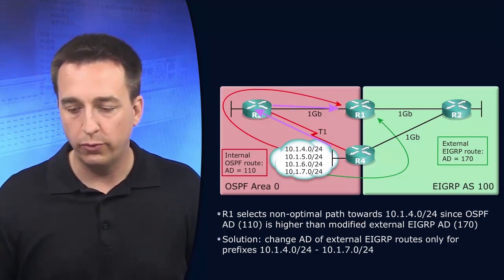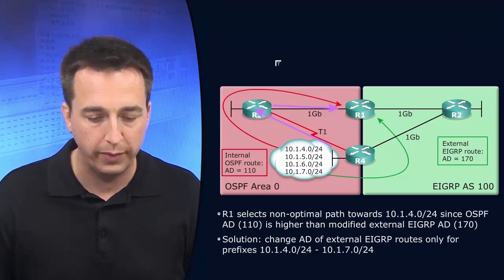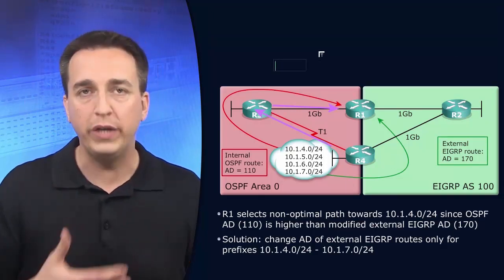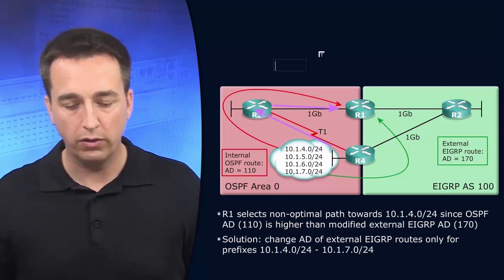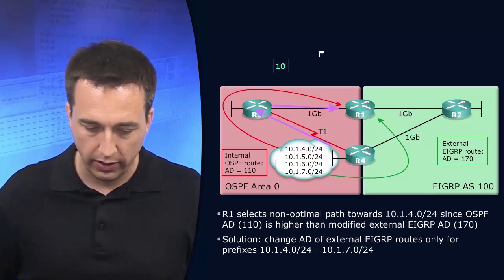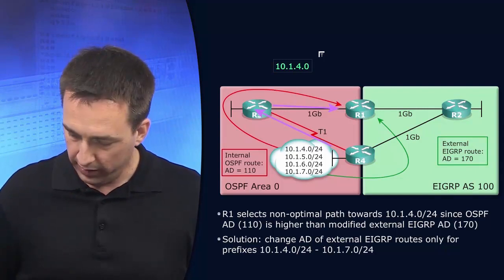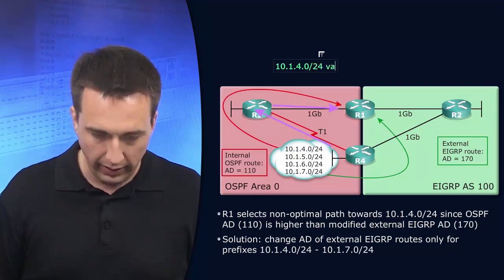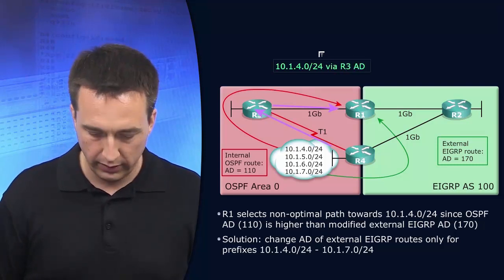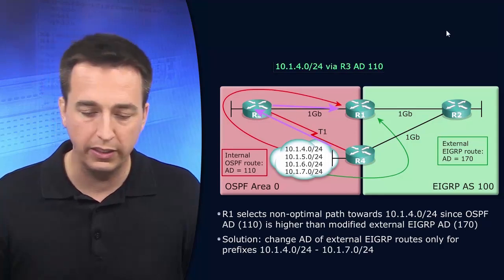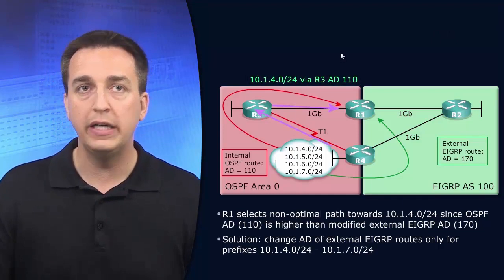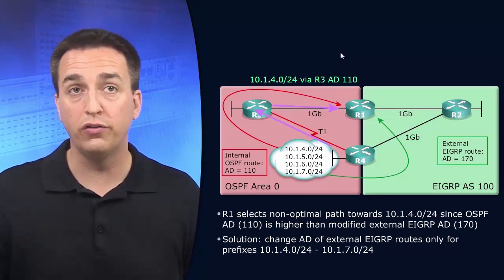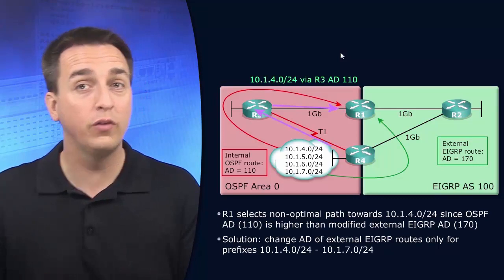Essentially what R1 is going to do is it's going to ultimately determine how to reach 10.1.4.0/24 based on Dijkstra's algorithm. And it's going to come up with the fact that 10.1.4.0/24 can be reached via R3, and it has an administrative distance of 110. That's what it ultimately determines. Now, we're not saying this is what's going in the routing table just yet, because we have to look at the example here where we also learned about 10.1.4.0/24 from EIGRP.